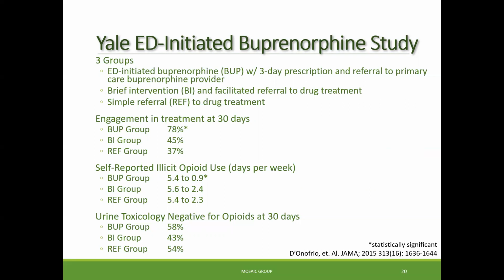What you can see in terms of engagement and treatment at 30 days was their retention and any self-reported illicit opioid use, as well as their toxicology report for opioid use. The group who received buprenorphine in the emergency department with that coordinated link and bridge to care did better across all 3 components. They were retained in treatment at a rate of 78%, much higher than the other 2 groups. Their self-reported illicit opioid use was fewer days, and their urine toxicology negative was at a higher rate than the other two groups as well.